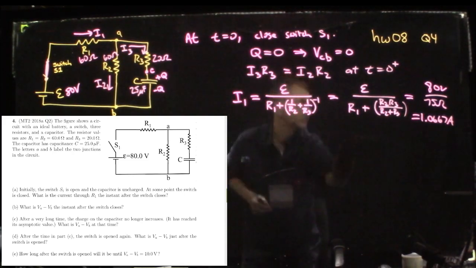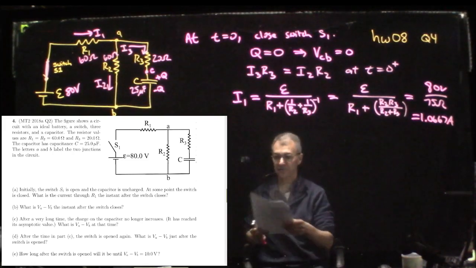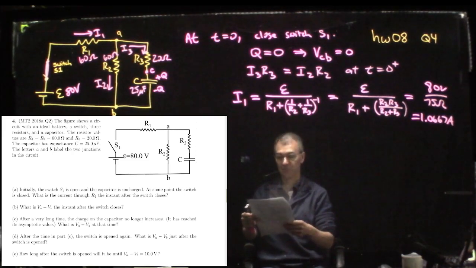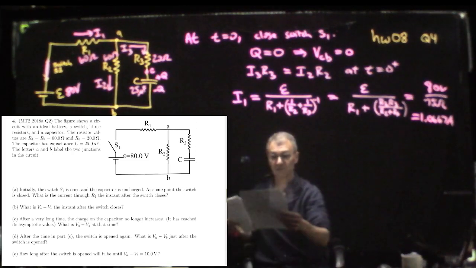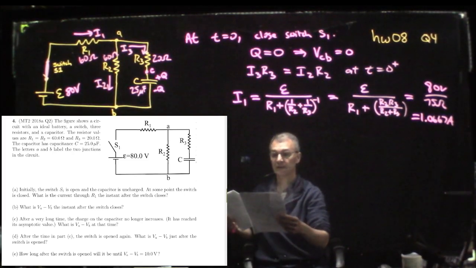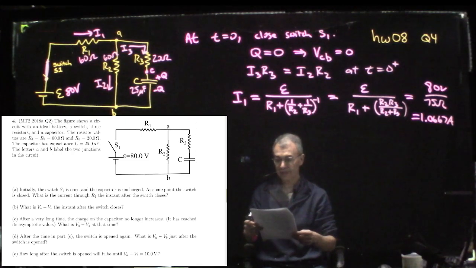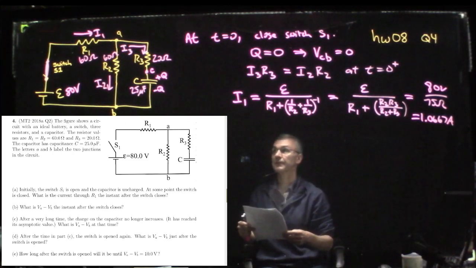Then we can go on to part B. So that was part A. What is the current through R1 the instant after the switch closes? There we go. 1.067. Yeah, and my solution said 1.07 amps. What is VA minus VB the instant after the switch closes?